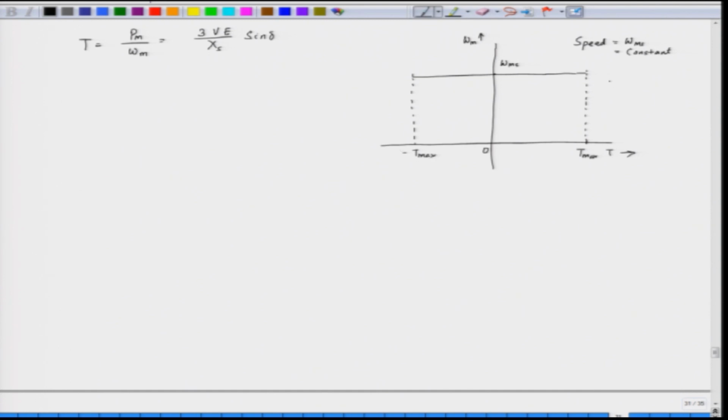So, this is the first quadrant. We call this the motoring operation, and this operation in the second quadrant is called the braking operation. So, the speed is constant. This is for a motor supplied from a fixed frequency supply.